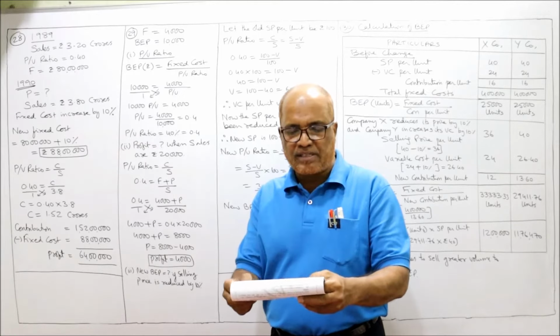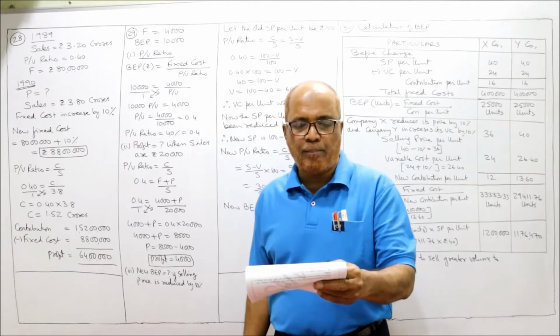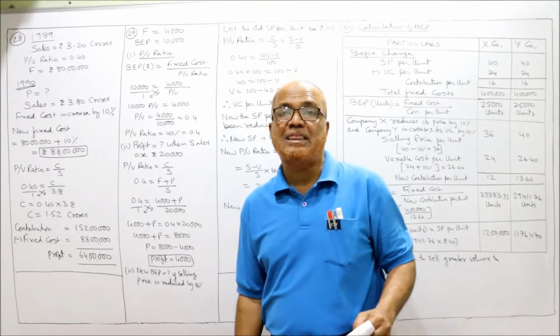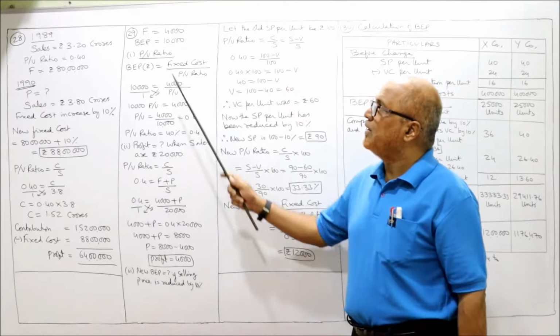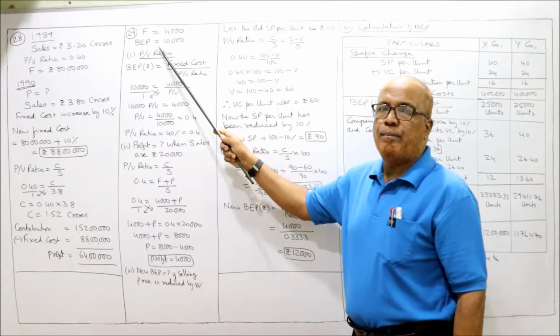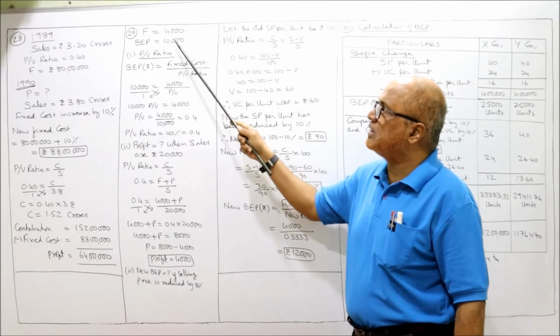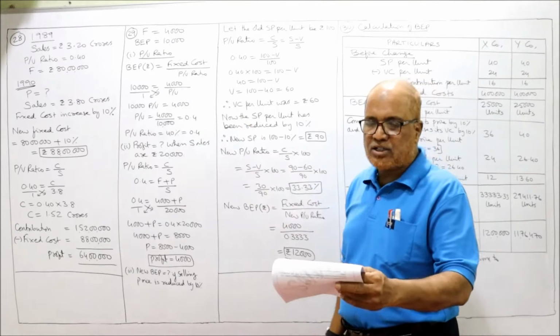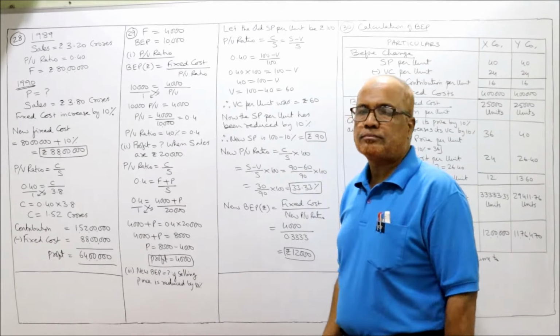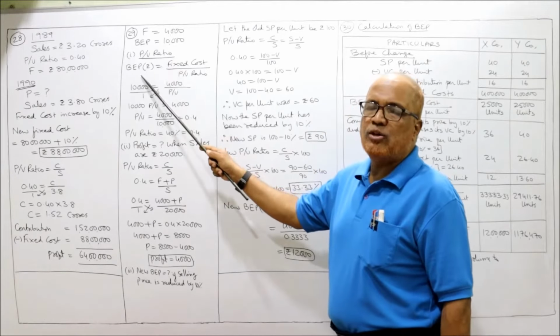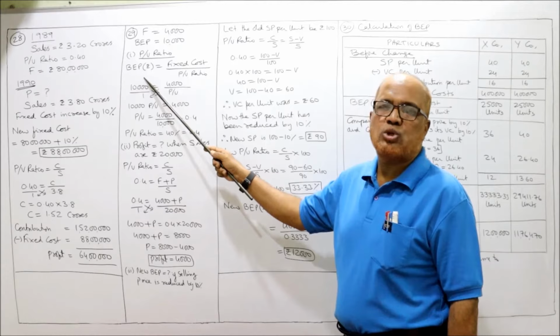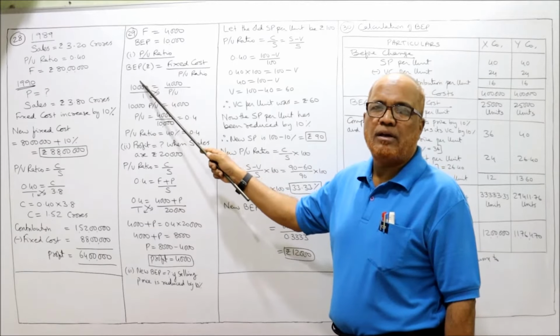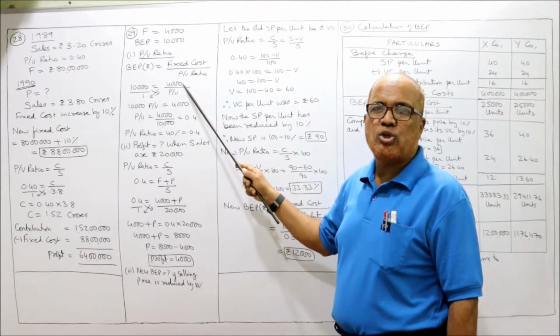The fixed expenses are given as 4,000 and the break-even point is given as 10,000. Now see here, fixed cost 4,000, break-even point 10,000. This is what is given. Now we have to calculate the PV ratio. By using the BEP formula we calculate the PV ratio. The formula for BEP is fixed cost by PV ratio.